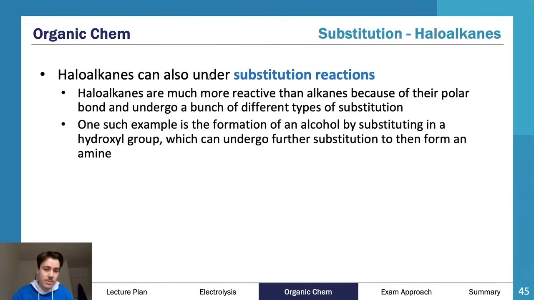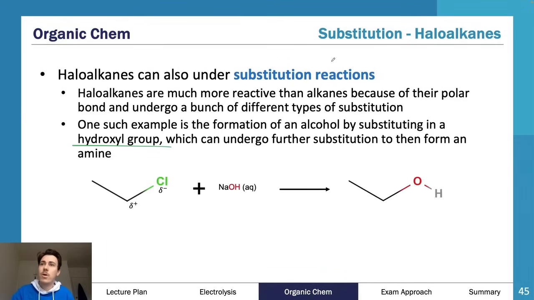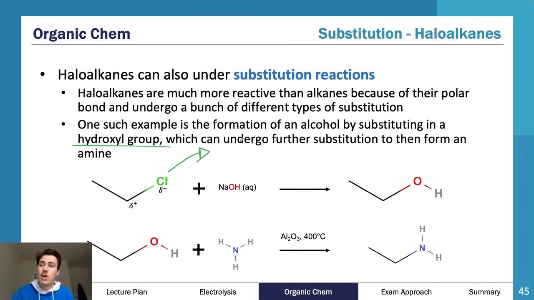Haloalkanes, so alkanes of the halogen group, are more reactive because their polar bond undergoes different types of substitution. One such example is the formation of alcohol by substituting a hydroxyl group onto our chloro group. As I said here, this is the most unstable, so this is the most likely to want to come off. Especially when you try to add NaOH, or you're trying to add the OH to make an alcohol, this is 99% of the time going to be the bit that comes off. It's not interested. It doesn't want to be there. So it's going to come off and you're going to get an OH group coming on. So this is the most common example.